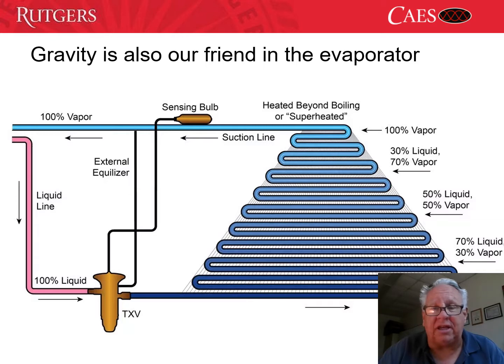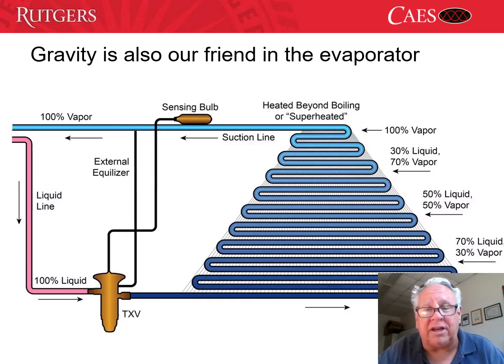Well, we're going to see that we use gravity again as our friend. If we have some liquid and some vapor together and we want to come out with vapor, well, why don't we come in at the bottom? And as the flow goes through the evaporator to the top, letting gravity separate it, we leave the evaporator with 100% vapor, now ready to go back to the compressor.